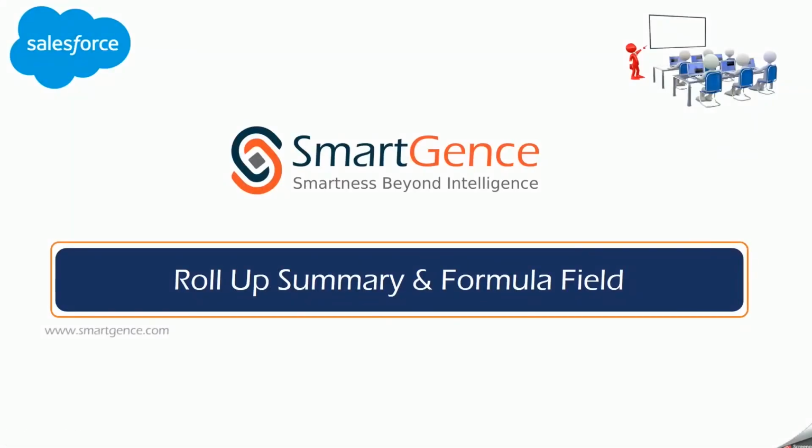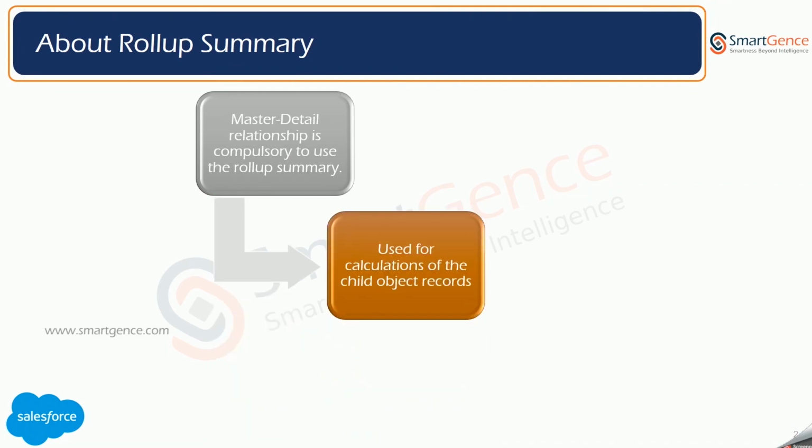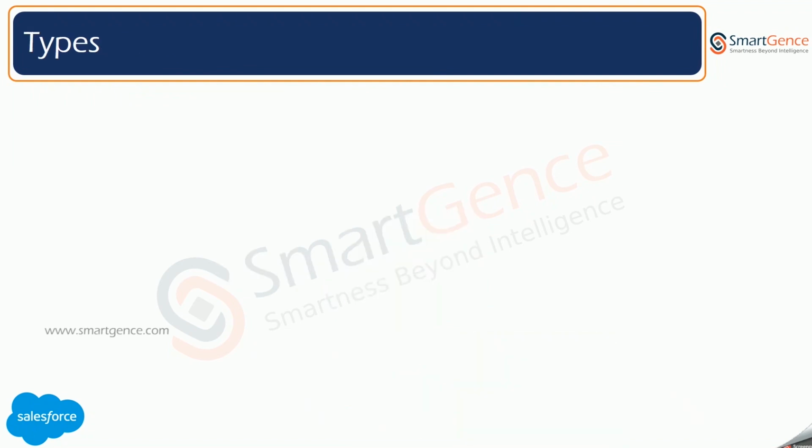So in this session, we'll talk about rollup summary field and formula field. Firstly, rollup summary field. Basically, for a rollup summary field to be created, master detail relationship is compulsory, and this rollup summary field would be used for calculations of the child object records, and it would be created only in the master record.